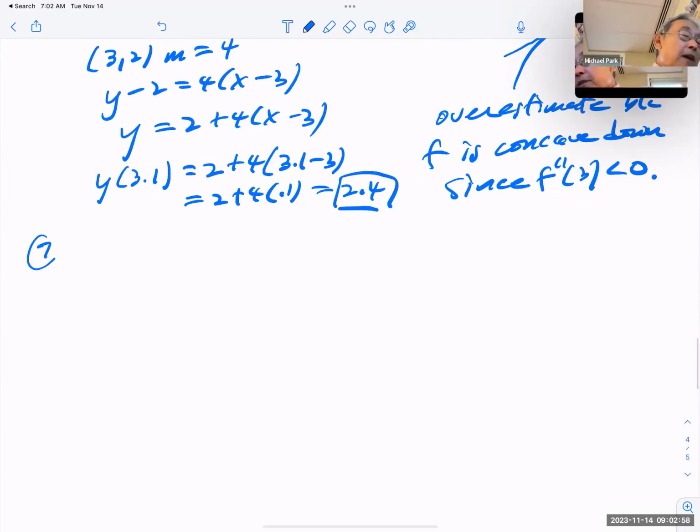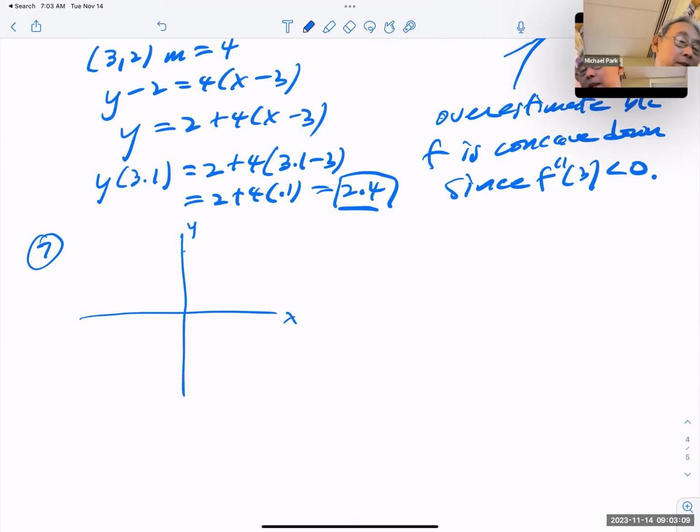Okay, number 7. I'm giving you the graph of f prime and you have to sketch. Okay, this is definitely on the test. 1, 2, 3. And it all comes down to making number lines. That's all it comes down to. So let's see if I can draw this now. Let's see. Hey, it came out to a straight line. I don't want that.